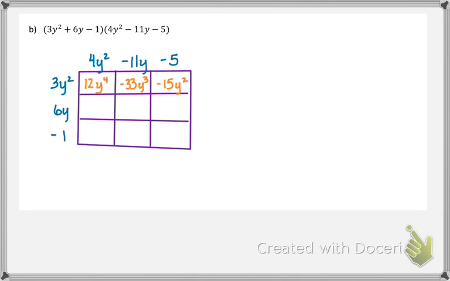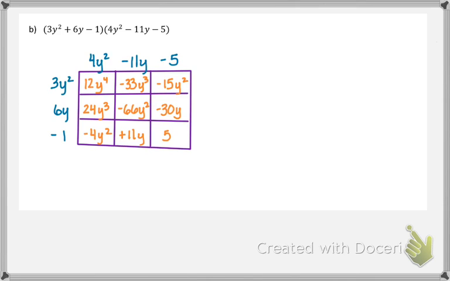Second row, 6 times 4, 24. Y times y squared is y cubed. 6 times negative 11 is negative 66. Y times y is y squared. And then negative 5 times 6 is negative 30 y. And then last row, you're going to multiply everything by negative 1. So just changing all the signs. Negative 4y squared, positive 11y, and positive 5.